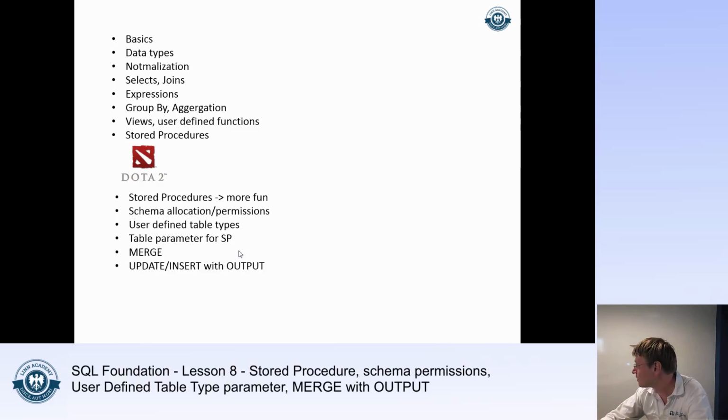So today we're going to pick up the stored procedures and look at them a little bit more. Look at schema allocation and protecting your database using schemas. Then we're going to look at user-defined table types, which are really useful as table parameters into stored procedures. Look at the merge function, which is again very useful when you need to update or insert a batch of information into a table and output out of those fields.